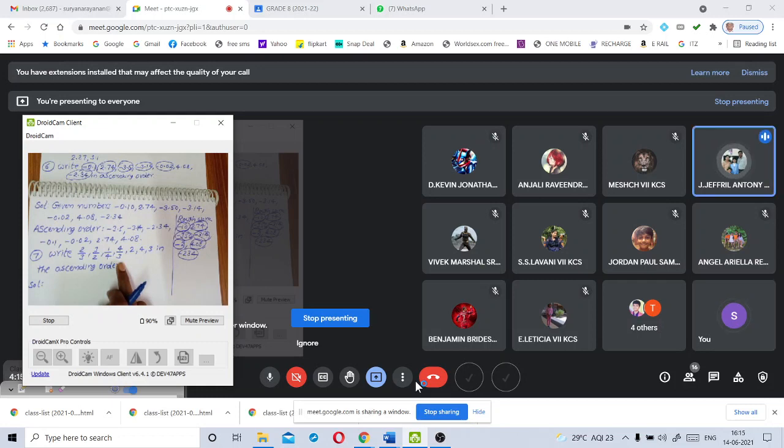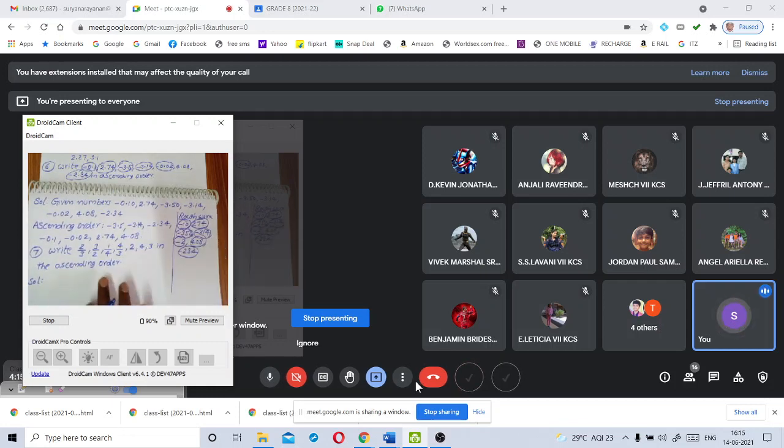Sir, we should find the LCM. Very good. We have to convert all these fractions into like fractions. What is meant by like fractions? All the denominators should be the same. So, to make them like fractions, we have to find the LCM of the given denominators. What are the denominators here?